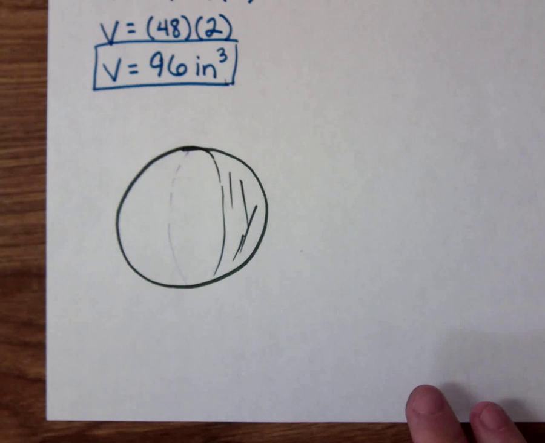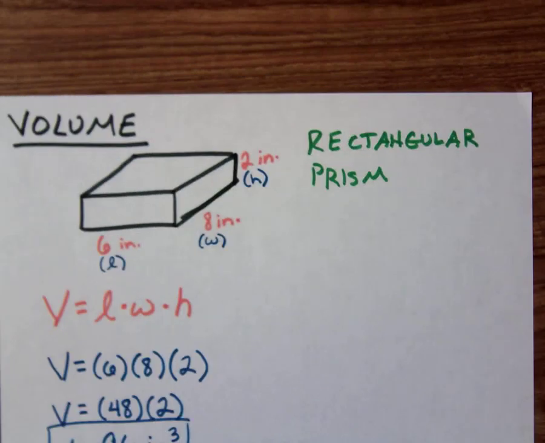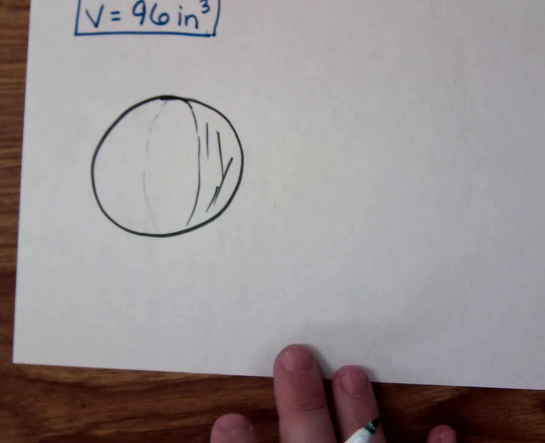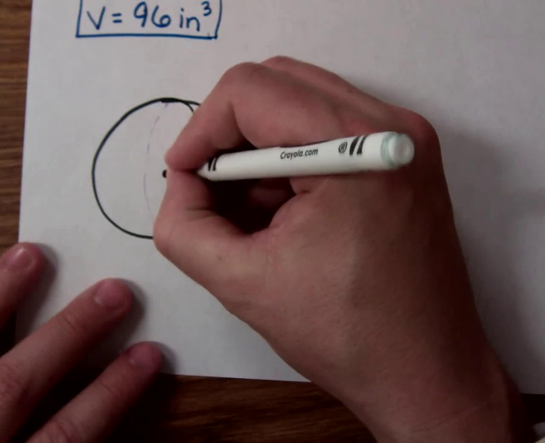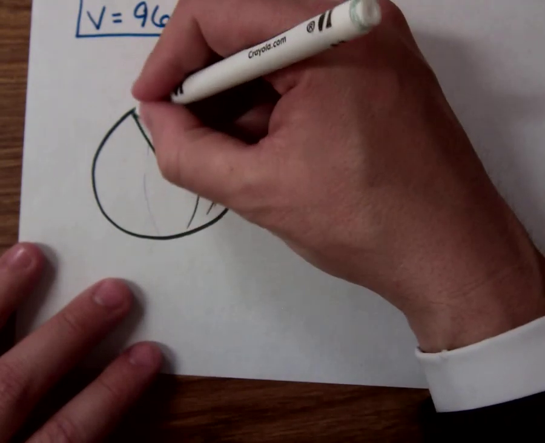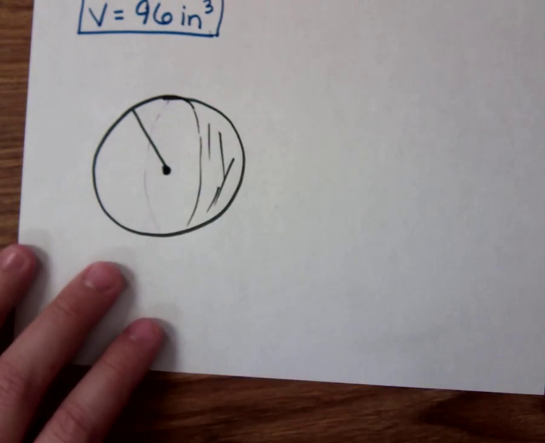Yeah, okay, excellent. Now, a sphere is a 3-dimensional circle in the same way that a rectangular prism was a 3-dimensional rectangle. So, just like a regular circle, we need the radius of this sphere. This is like the center of a basketball coming out, except I don't actually know the radius of a basketball.